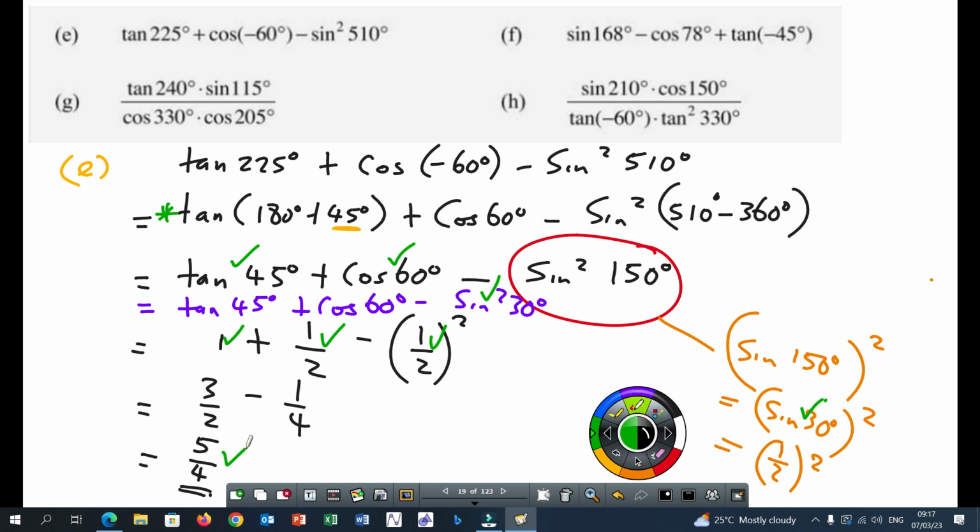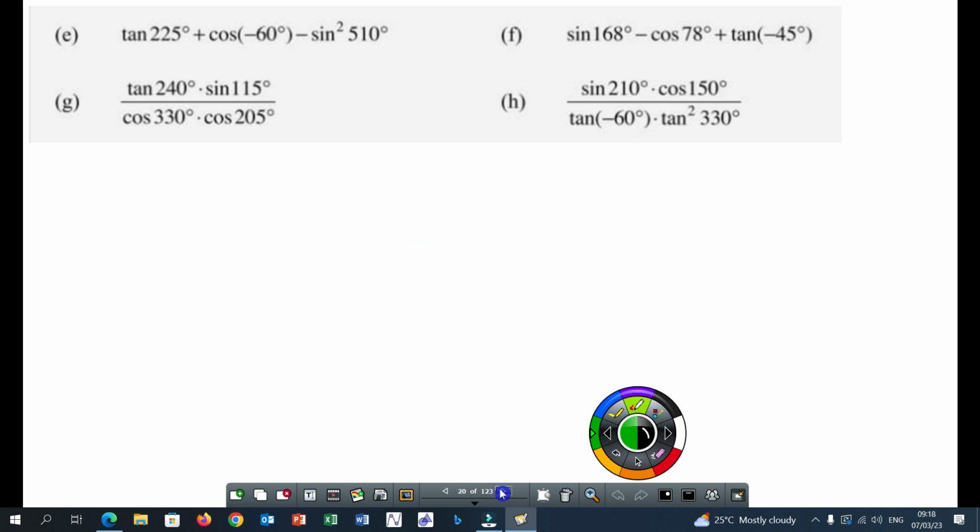It could be worth a lot of marks. Now, these trigonometric expressions which require reduction, usually they have lots of marks. How many of these questions will you ask? Generally 1 in a paper.